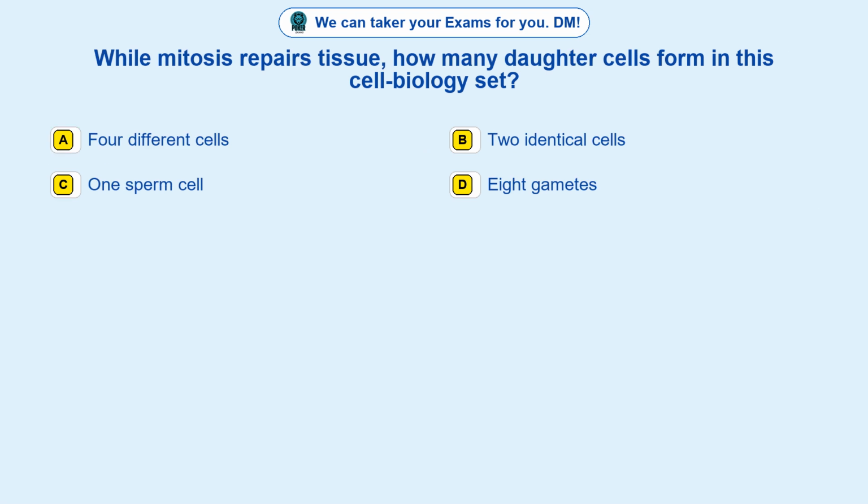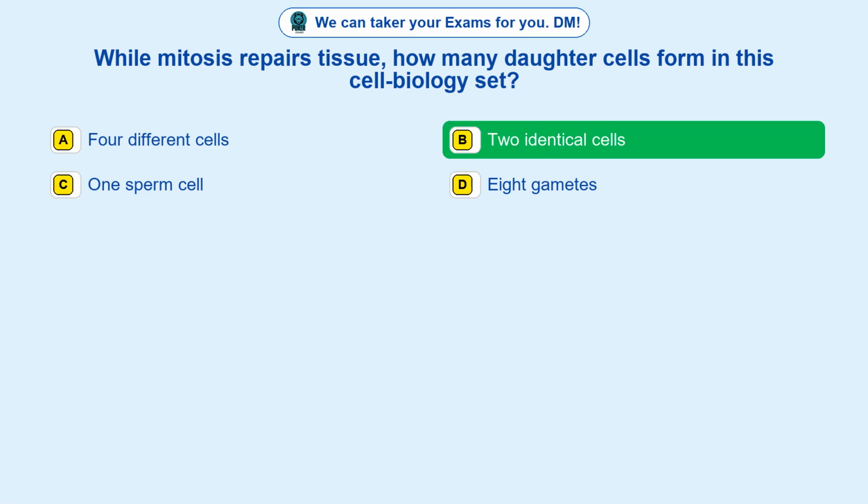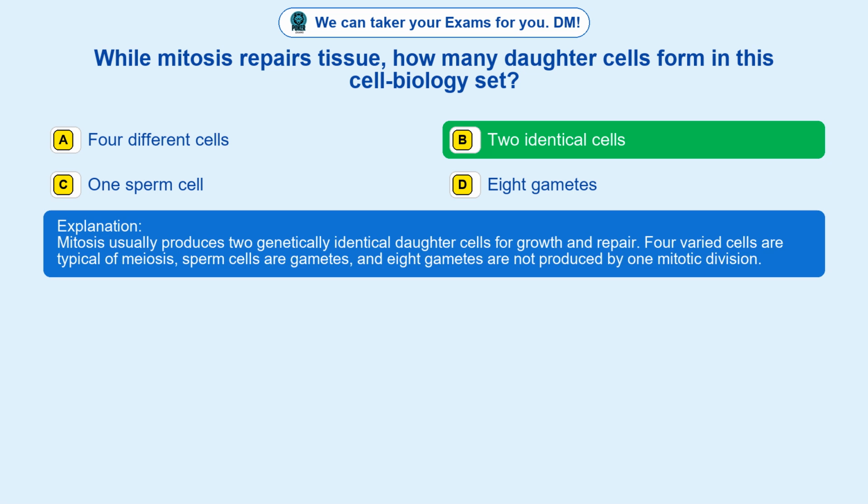Question 24. While mitosis repairs tissue, how many daughter cells form in this cell biology set? Option A, 4 different cells. Option B, 2 identical cells. Option C, 1 sperm cell. Option D, 8 gametes. The correct answer is option B, 2 identical cells. Mitosis usually produces 2 genetically identical daughter cells for growth and repair. 4 varied cells are typical of meiosis, sperm cells are gametes, and 8 gametes are not produced by one mitotic division.